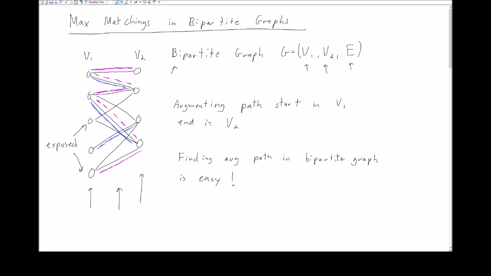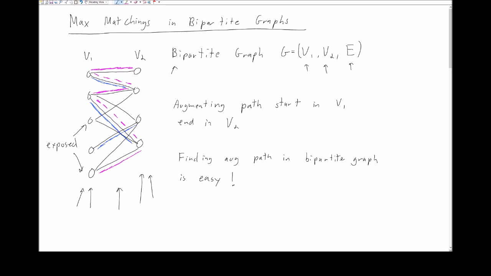Intuitively, the reason that finding augmenting paths in bipartite graphs is easy is that we can assume that an augmenting path is going to start on either one side or the other of our bipartite graph. In this case, we're going to assume that it's going to start in the set of nodes V1 and end in the set of nodes V2. This is just symmetric, though. We could have assumed the opposite. In this example, we can see that this is the case.